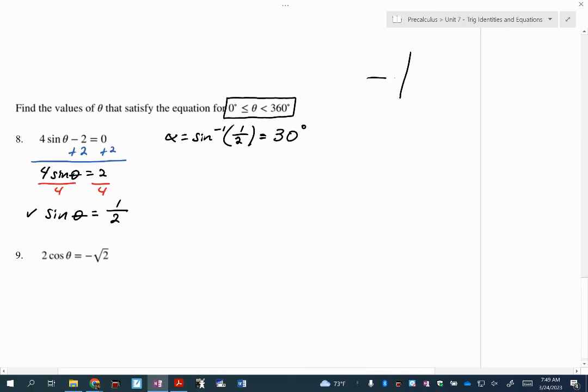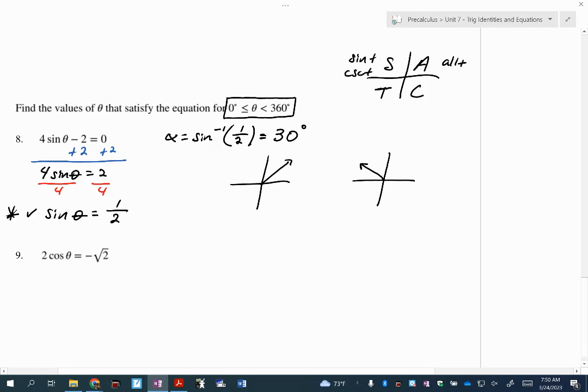Now, probably the most difficult part here will be figuring out which quadrants you're going to be drawing your answers in. And because when I look at my check mark over here, this checkpoint, I notice that it says the sine of theta is equal to positive 1/2. So I'm looking in my all students take classes to determine that these angles are going to be in the first quadrant, as well as in the second quadrant, because that's where sine is positive. Everything's positive in the first quadrant. Sine and cosecant are positive in the second. Tangent and cotangent are positive in the third. And cosine and secant are positive in the fourth.